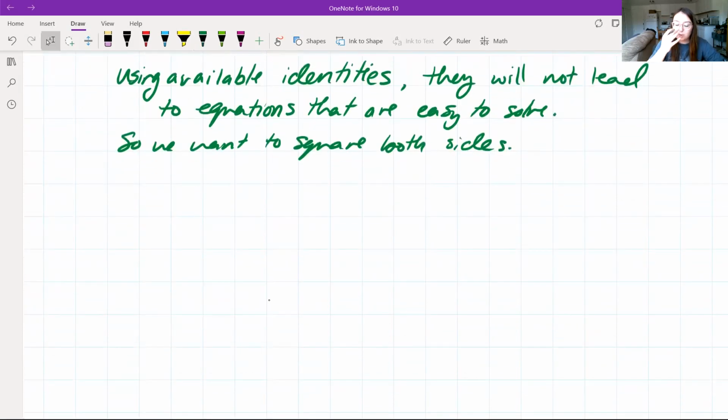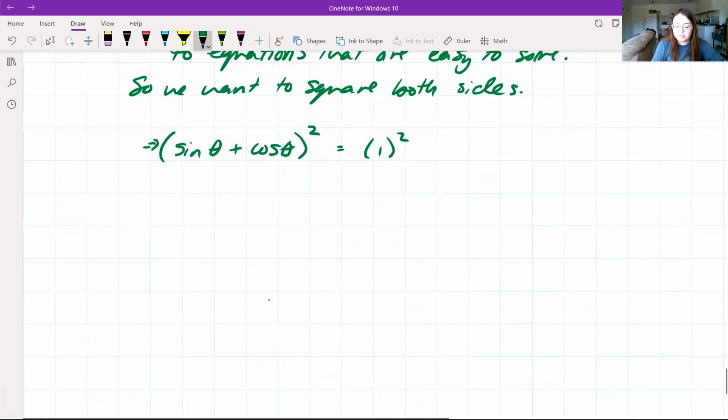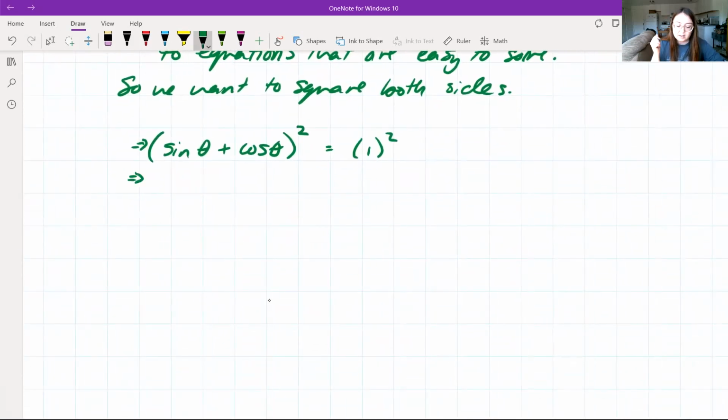All right, so if we square both sides, this means that we're taking sine of theta plus cosine of theta, we're squaring, and we're setting this equal to 1 squared. Remember, you have to square both sides if you want to square one side. So when we square sine of theta plus cosine of theta, we're going to be stuck with those middle terms, but we can deal with those a little later.